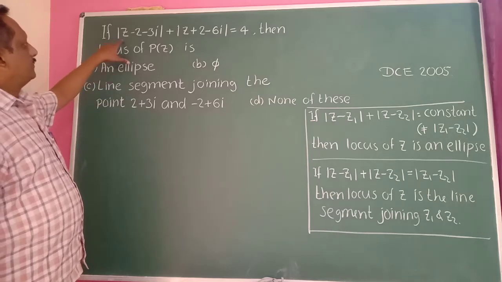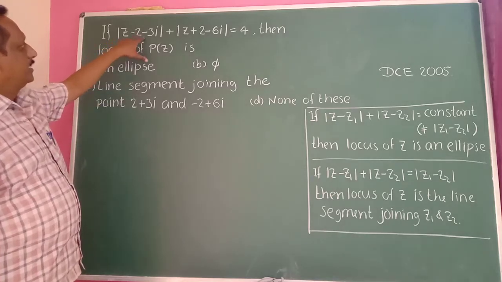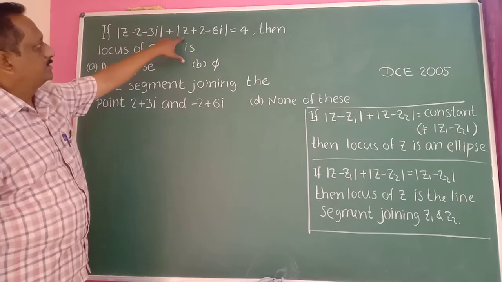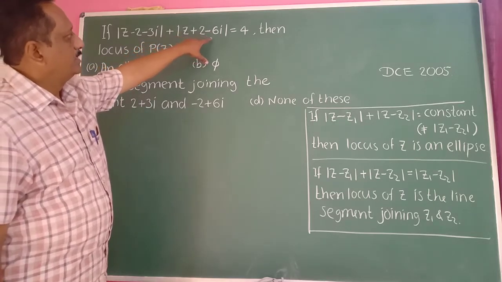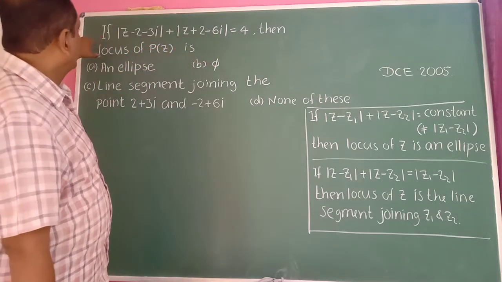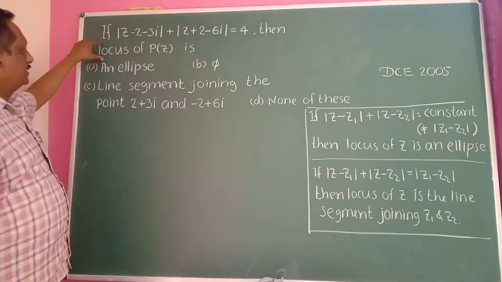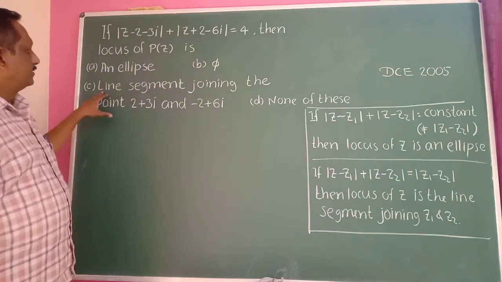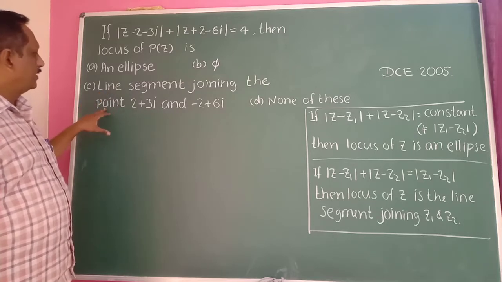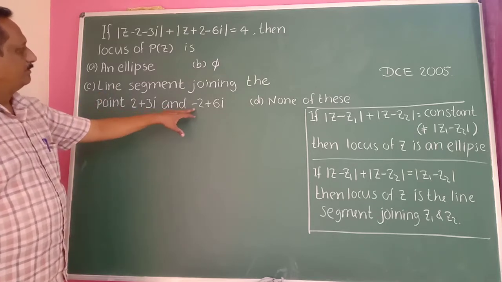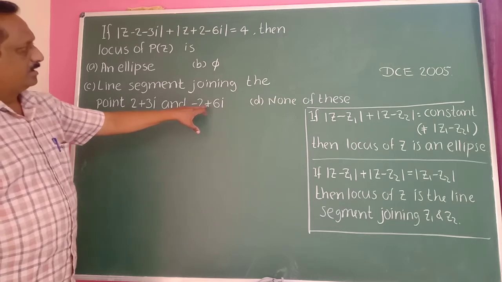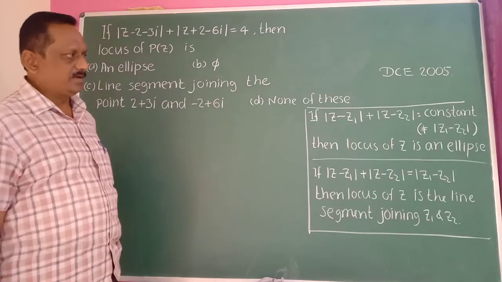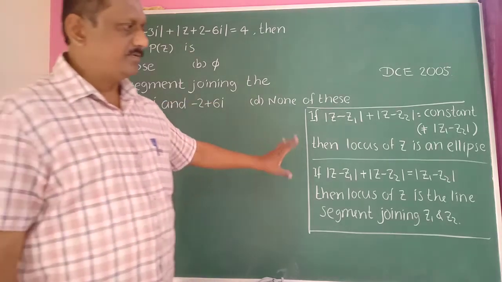If modulus of z minus 2 minus 3i plus modulus of z plus 2 minus 6i is equal to 4, then the locus of z is: first option, an ellipse; second option, a pair of lines; third option, the line segment joining the points 2 plus 3i and minus 2 plus 6i; and fourth, none of these. Okay, so these are the formulas here.